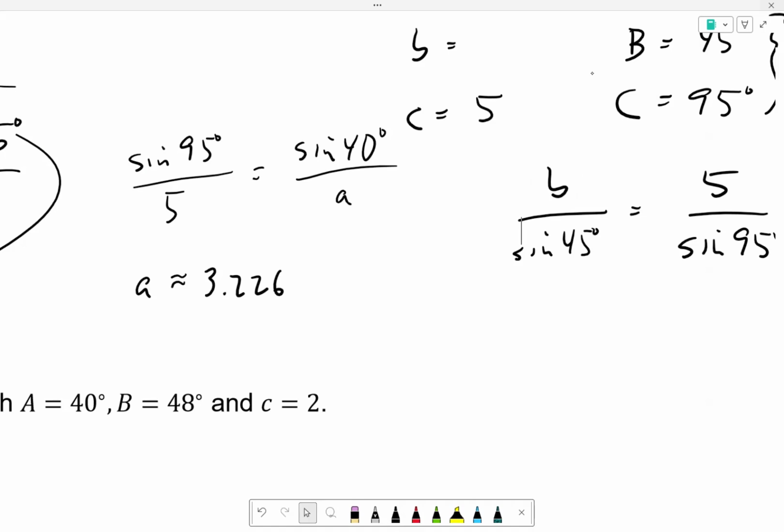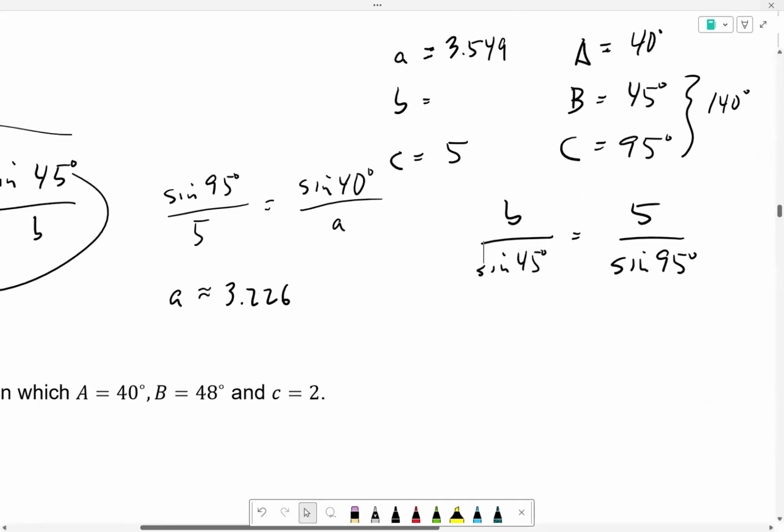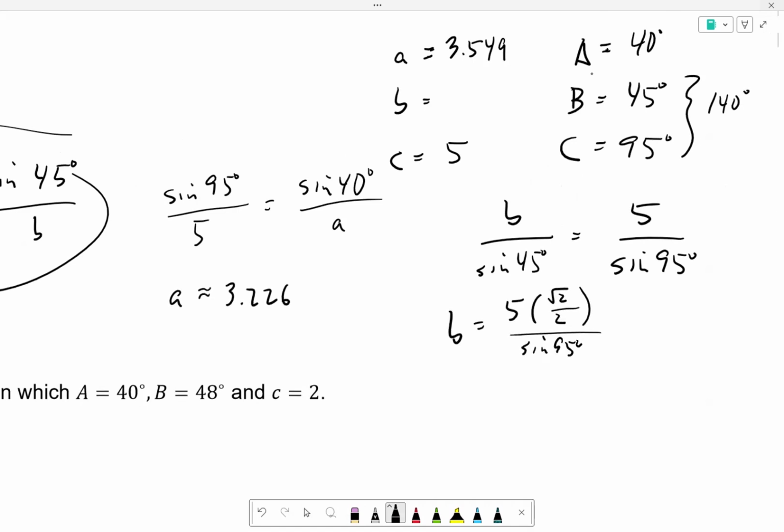Yes, Charlotte. Well, if you aren't, you would be leaving it in calculator ready form, which would be fine. It's just 5 times sine of 45. You do know sine of 45, don't you? Root 2 over 2, and then sine of 95 degrees, which would be a little bit nicer to write like this, at that, root 2 over 2.